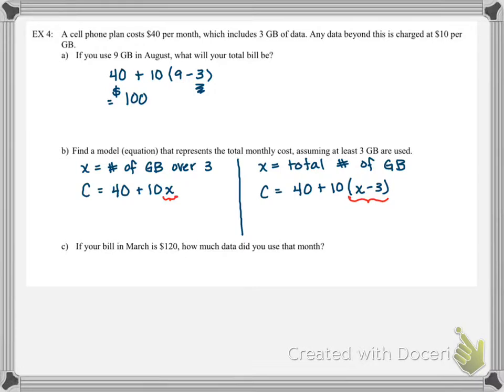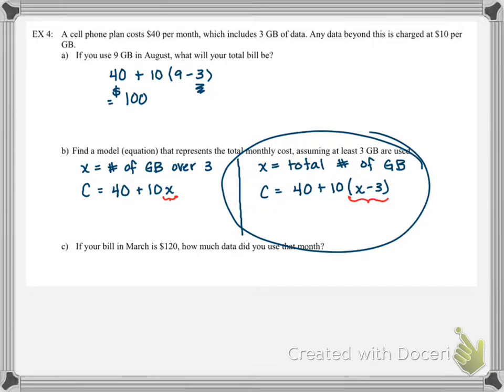So if your bill in March is $120, we want to know how much data we use that month. So I'm going to use, I don't know, do you want to use the one on the left or the one on the right? The one on the right? Okay. So we're going to use this one, just so we're all agreed what we're using.